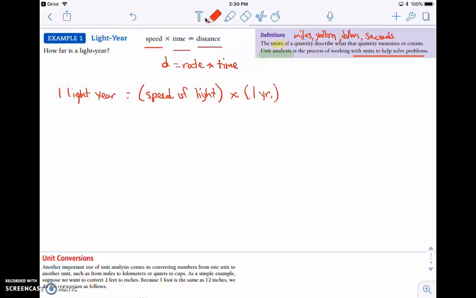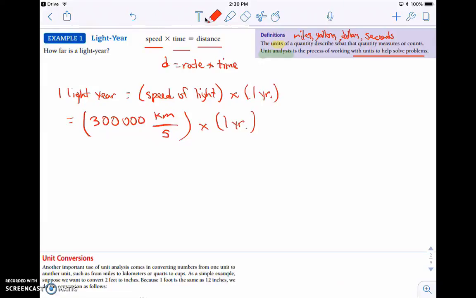And now we need to go about how do we solve this thing here. Well, the speed of light, and we'll give you an approximation here. Actually, this is a pretty solid number here. So it's 300,000 kilometers per second. So now we're using units. Kilometers is a unit, seconds is a unit. So that's our speed of light. We need to times that by 1 year.